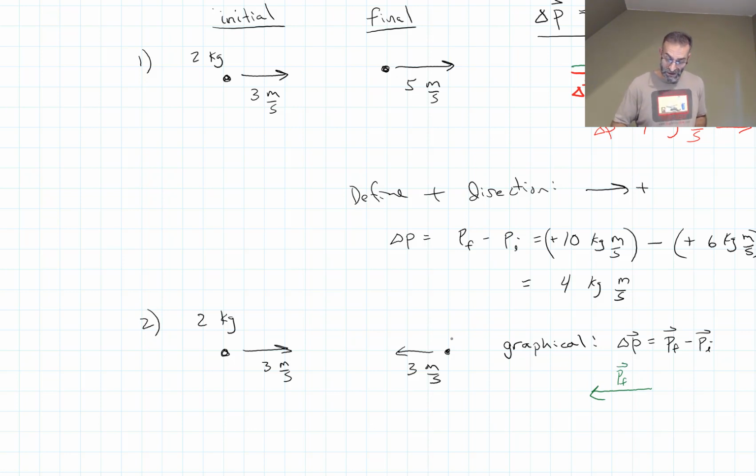I look at the velocity and I multiply it by the mass. And I'm subtracting P initial. P initial is 6 to the right, but because I'm subtracting, I'm adding the opposite of that. And I come out to the tip of this vector and I add the opposite of P initial. And when I add them together, I get this vector right here. 12 kilogram meters per second to the left.